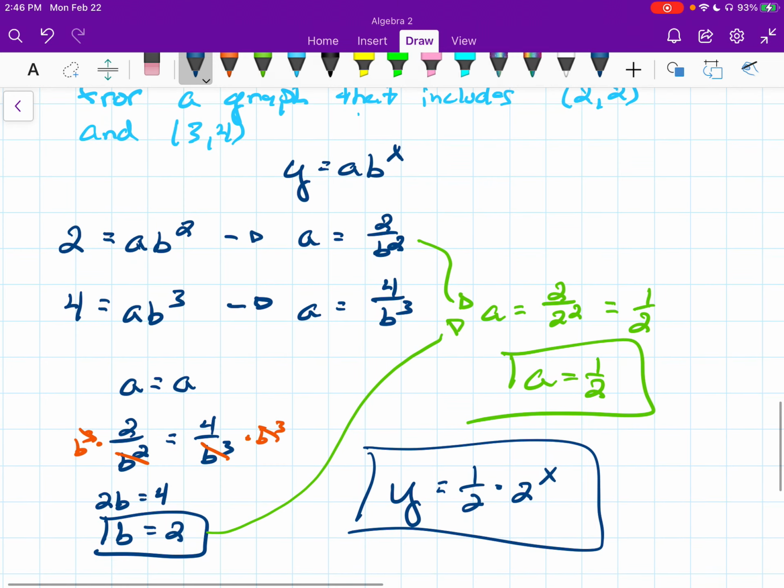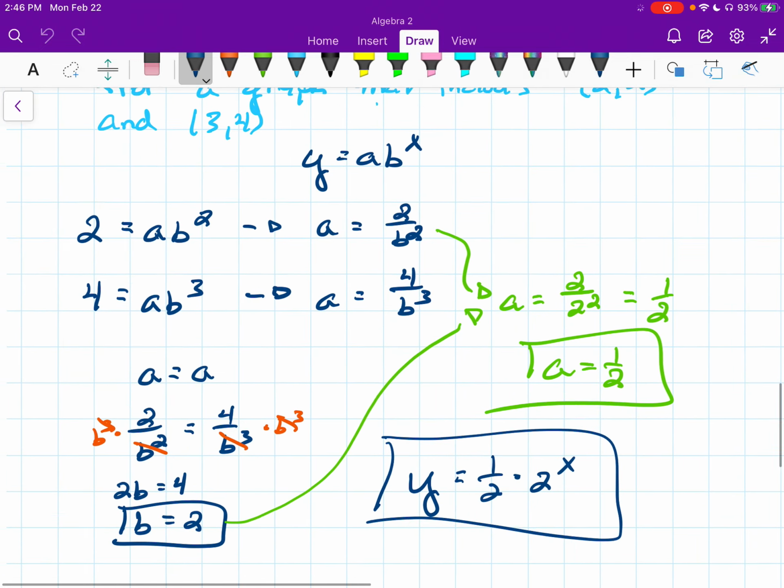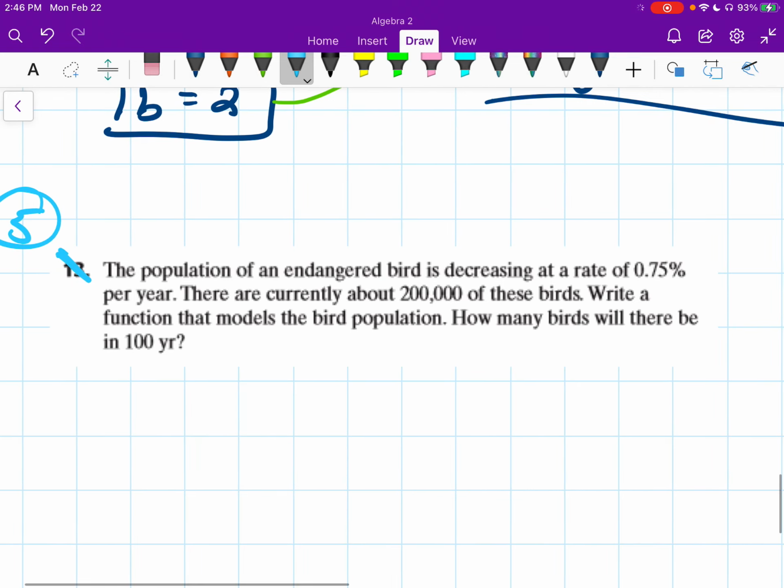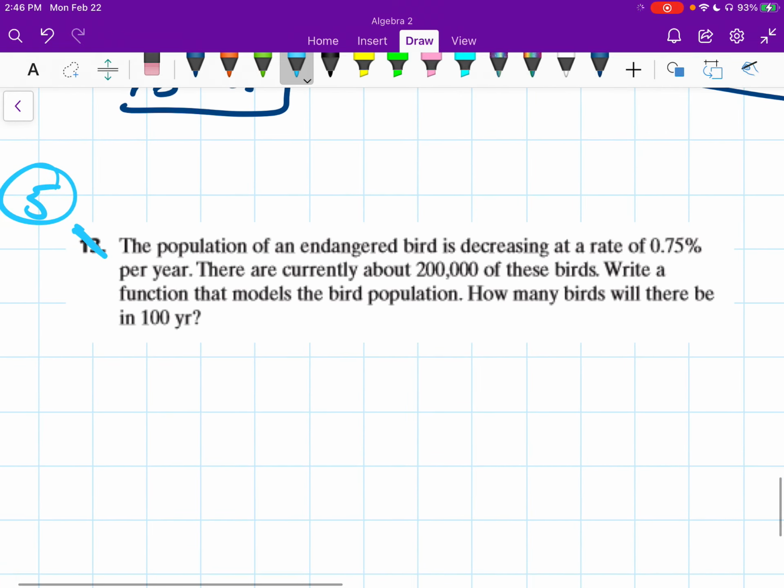All right, let me see if I can get the next problem to show up for us. This one's really long. There we are. All right, this is going to be number 5. This will be very similar to some homework problems, so if you want to, you can pause the video and copy this down, or you can look at number 13 on the homework.